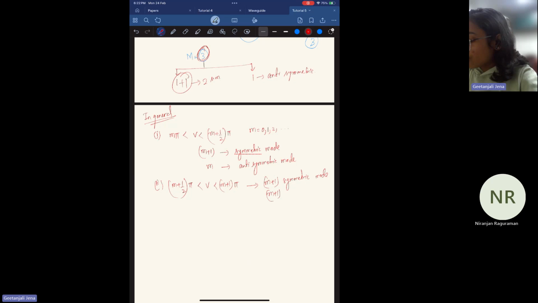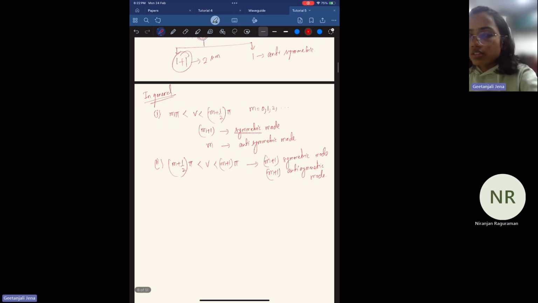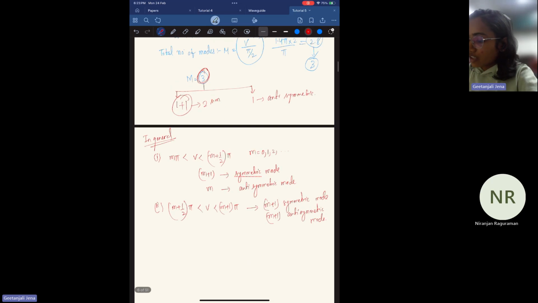So you can use the formula, or if it is odd, just find the nearest even number, then divide it by 2. Then that will go to the symmetric and antisymmetric modes. And the one additional mode will go to the even mode. Okay. So do it as you think is the easiest. You can use the formula or you can do it like this.